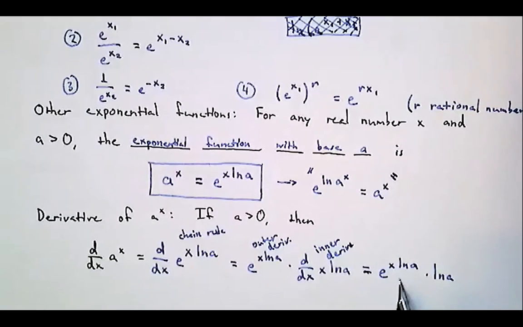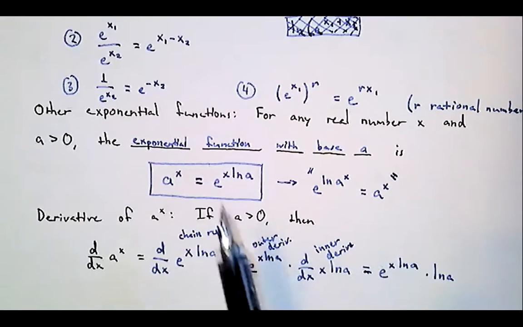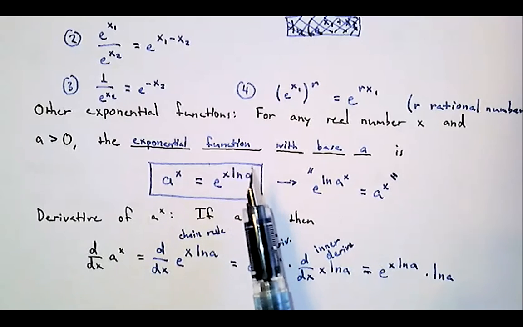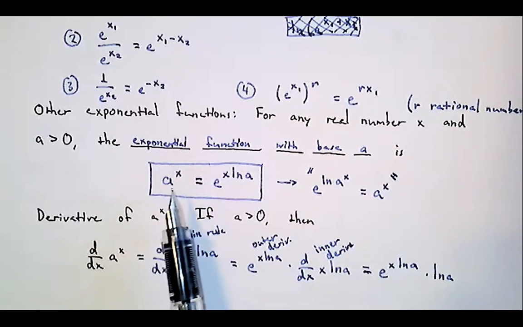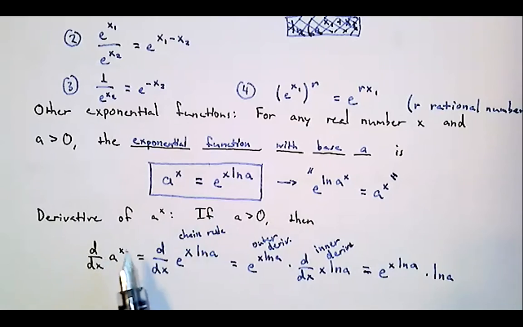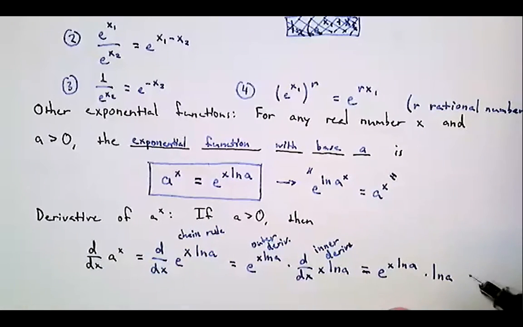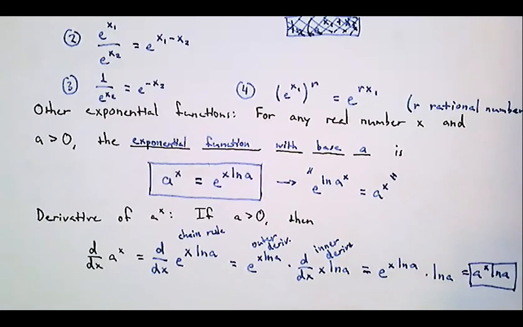Okay, and this still looks a bit messy. So this exponential in front is the same exponential from the definition for a to the x. So instead of writing out this complicated expression, I'm going to replace it with the function that we started with. So here is my derivative.